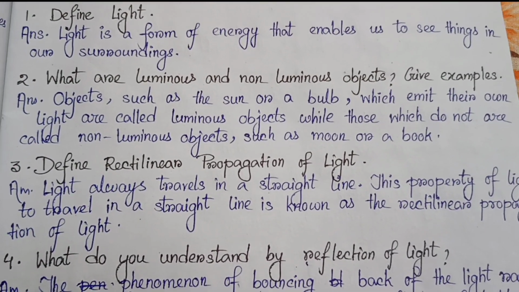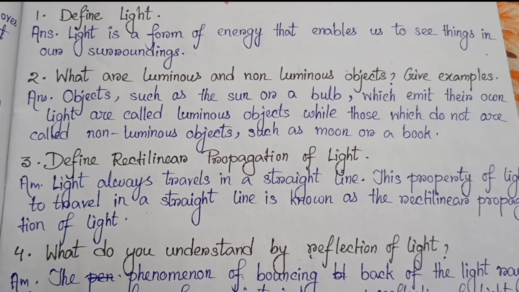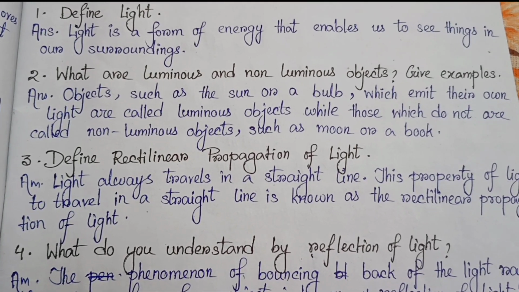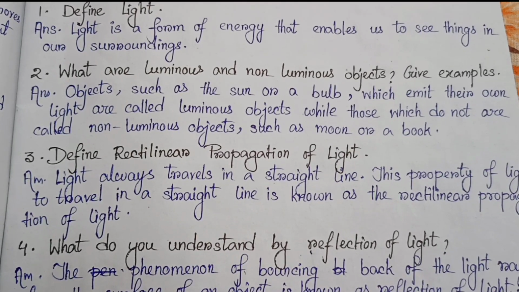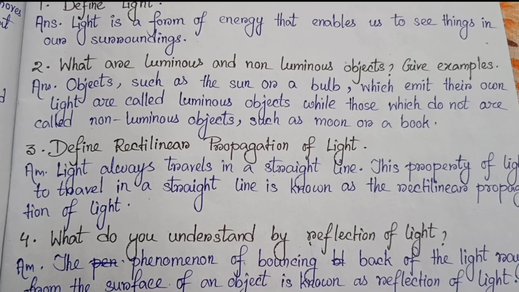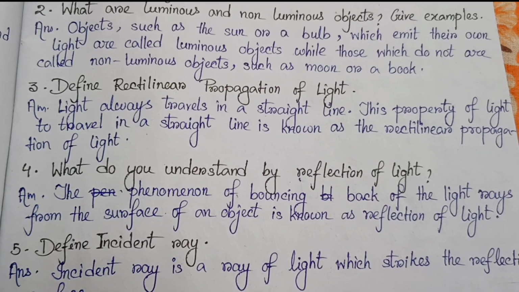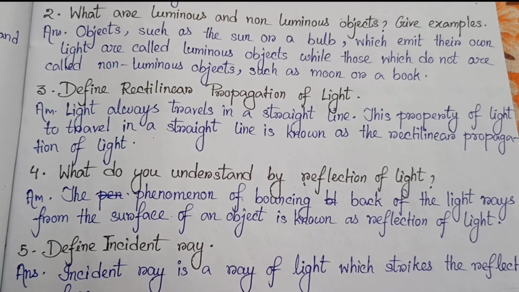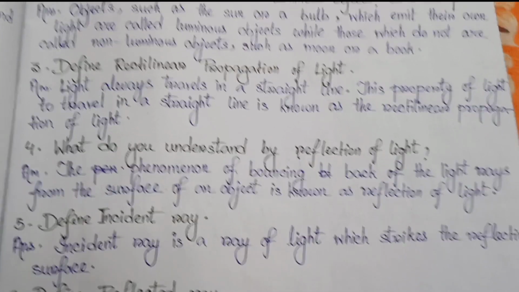Number 2. What are luminous and non-luminous objects? Give examples. Objects such as the sun or a bulb which emit their own light are called luminous objects, while those which do not are called non-luminous objects such as the moon or a book. Number 3. Define rectilinear propagation of light. Light always travels in a straight line. This property of light to travel in a straight line is known as rectilinear propagation of light.